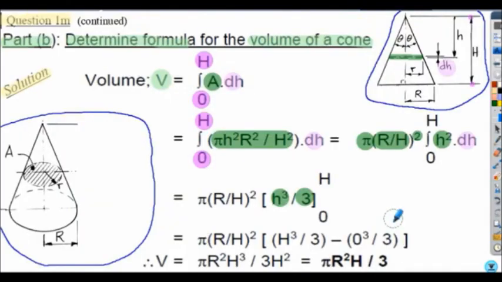All we do now is insert the limit. So insert in the upper limit, the square bracket shown here is h cubed, and insert in the lower limit, in this case is 0.